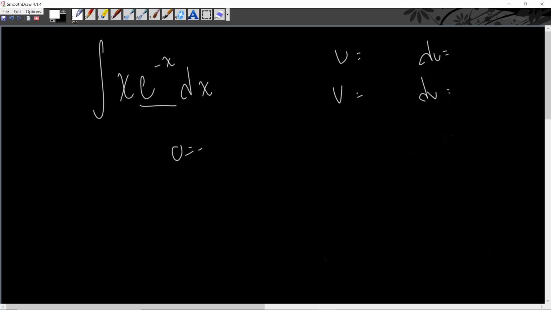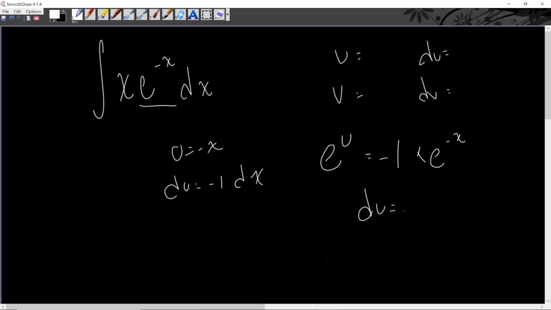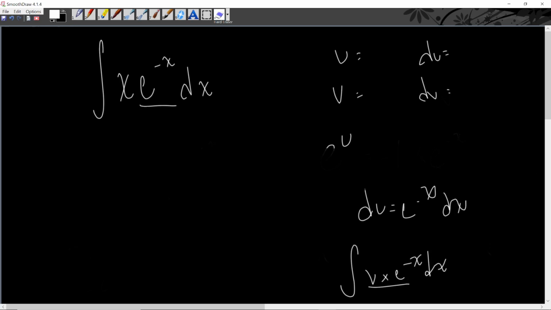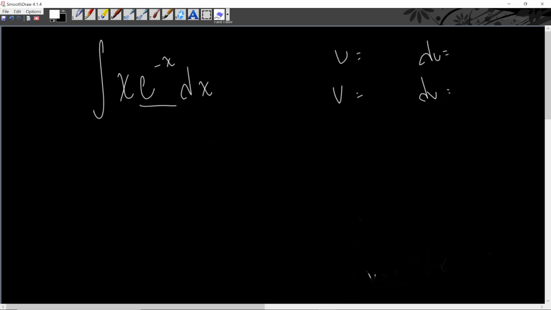We have u equals negative x, so if we do du, we're just going to have negative 1 dx. So if we were doing e to the power of u, we're just going to have negative 1 times e to the negative x. So if this was our du, we had negative e to the negative x dx, and we were supposed to integrate something, let's say v, times e to the negative x dx. That's going to be a lot more work than simply just integrating.